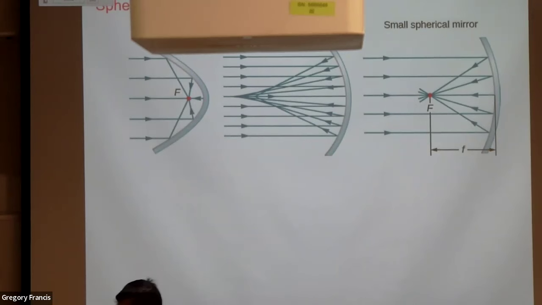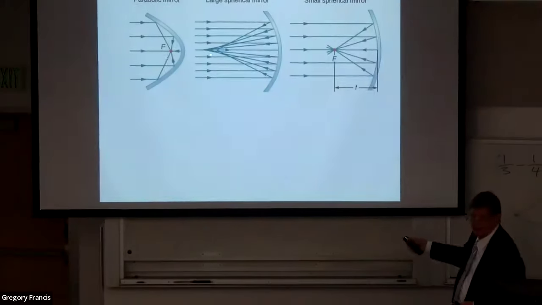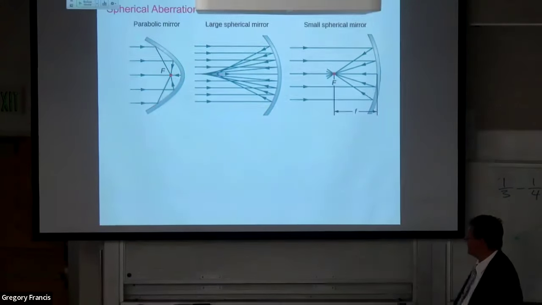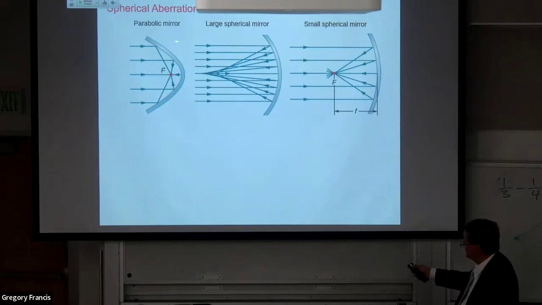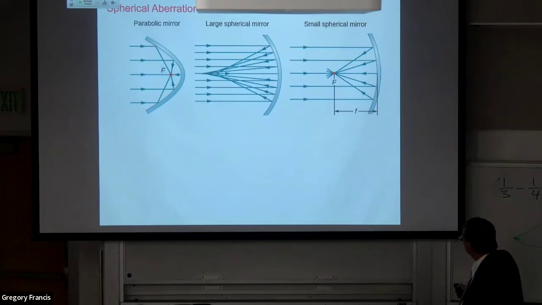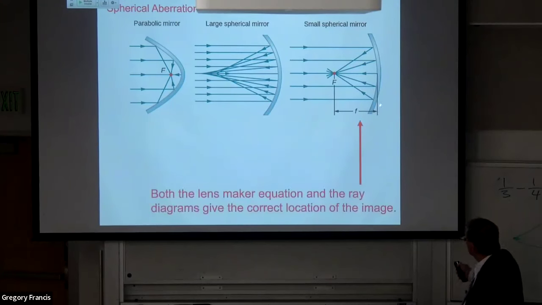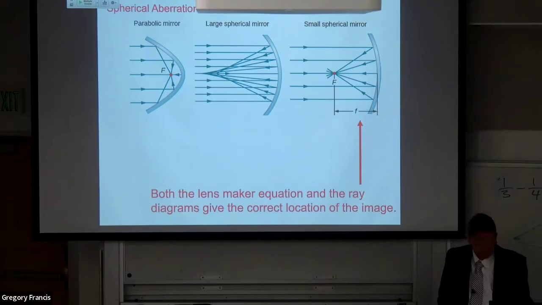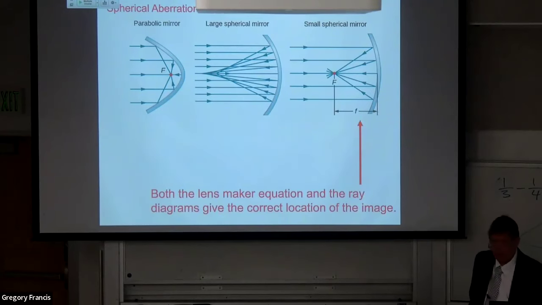For a spherical curved mirror, you get the rays coming to the same general area, but not exactly the same point. A parabolic mirror, they would all come exactly to the same point. But parabolic mirrors are very hard to make. That's challenging. And so what we find is that if we have a small spherical mirror, then the lens maker equation gives us good answers. And the ray diagrams give us good answers. They give us the same answers.